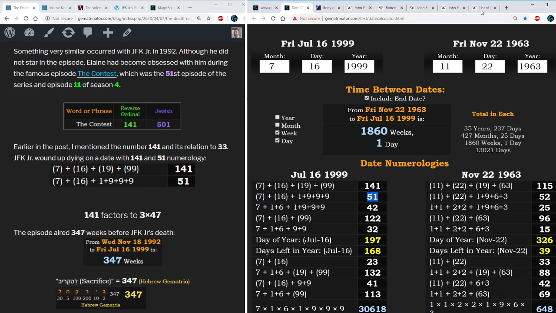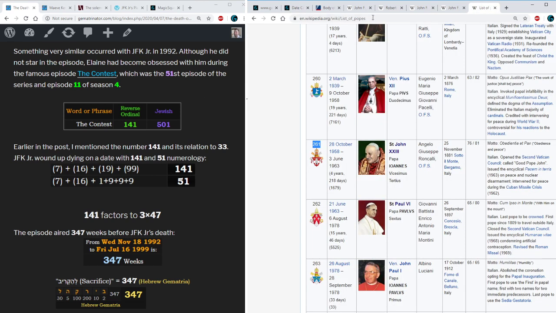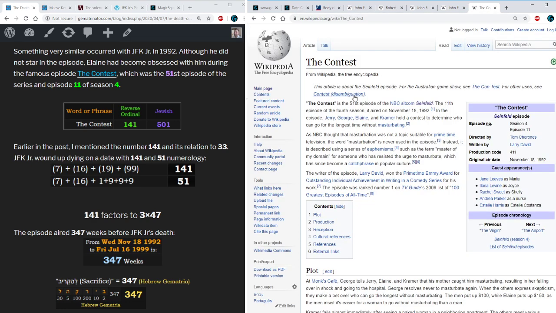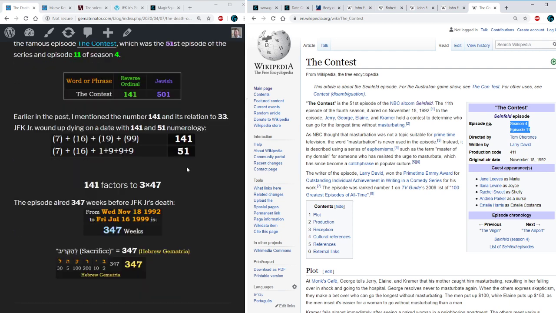Not only that, but The Contest was the 51st episode of the series. The Contest 501, JFK Jr. dying on a date with 51 numerology. And look at this, Season 4, Episode 11. So the digits 411, the same digits that are in The Contest and the numerology of JFK Jr.'s death.